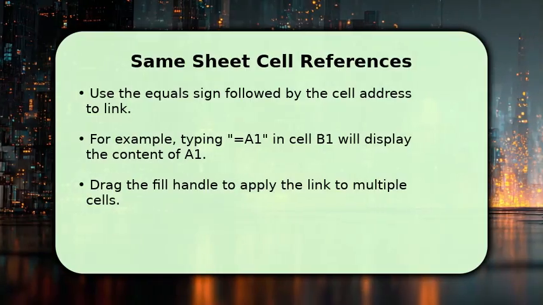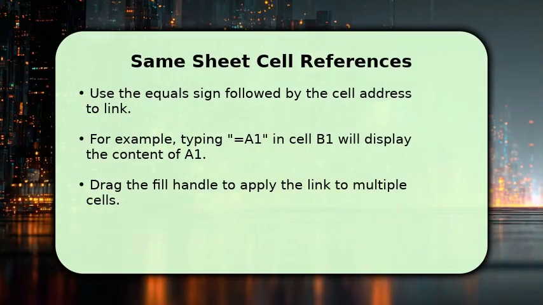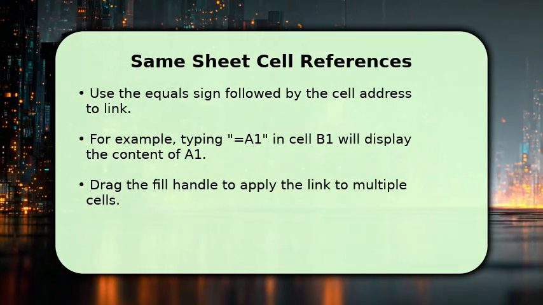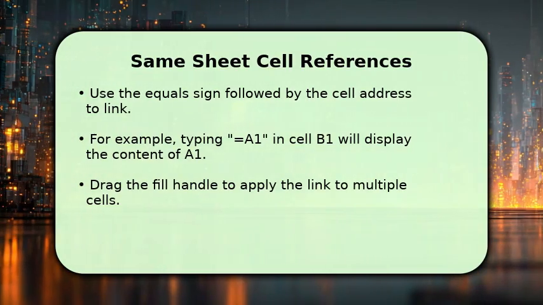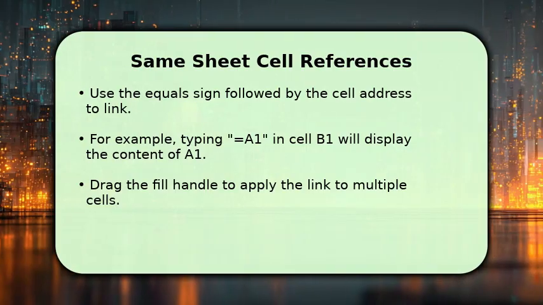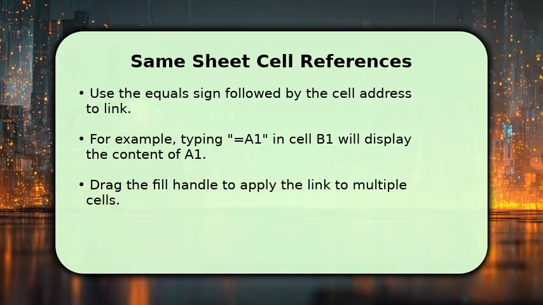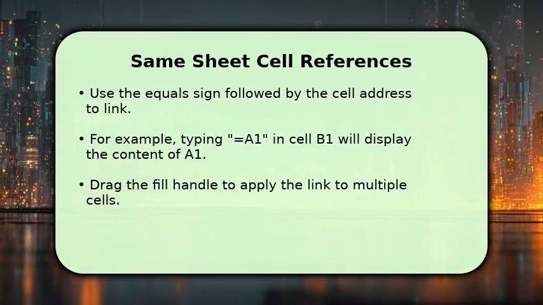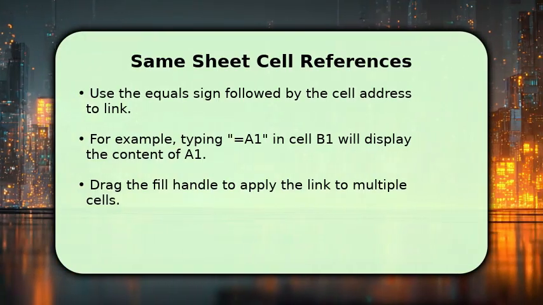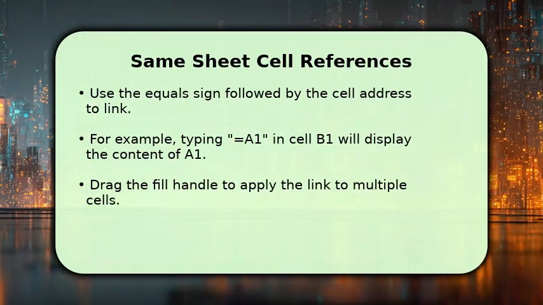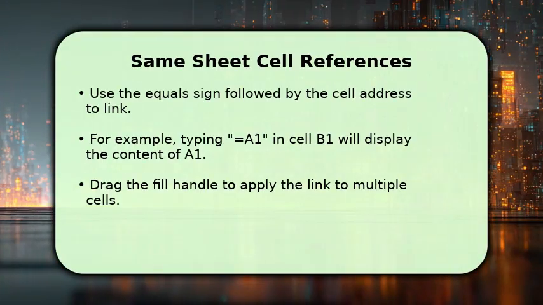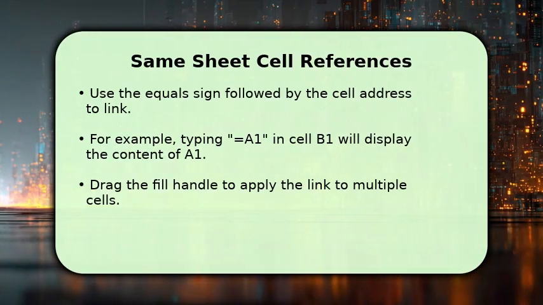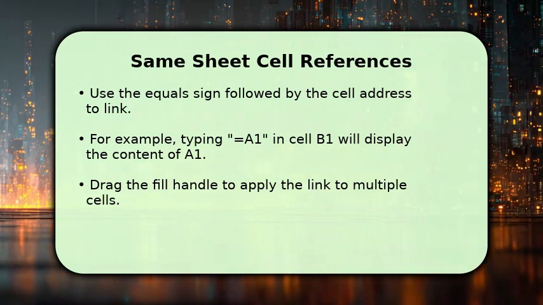To link cells within the same sheet, simply type an equal sign followed by the cell's address. For example, if you want cell B1 to display the content of cell A1, you would type equals A1 into B1. The content will instantly mirror. You can then drag the small square, known as the fill handle, at the bottom right of cell B1 downwards to apply this link to many cells below, saving you significant time and effort.